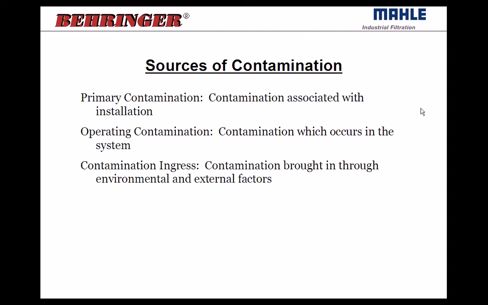Now, the sources of contamination: where does the contamination come from that we're trying to remove in the system? There are three main types or sources of contamination. There's what we call the primary contamination, which is the dirt that's associated with installation. The operating contamination is contamination which occurs within the system. And then there's the ingress contamination, which is brought in through the environment and through external factors. We're going to get into a little more detail on this.